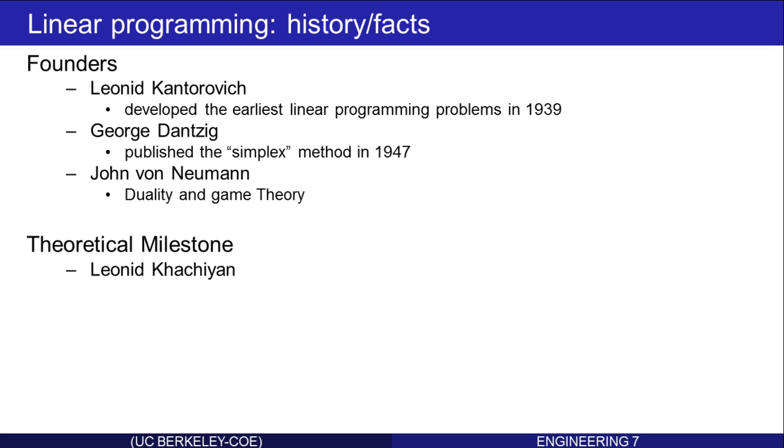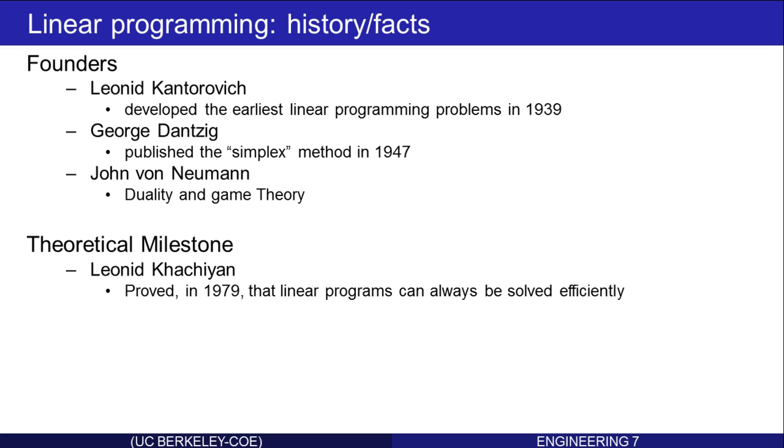The theoretical milestone came from Khachiyan, who I've also mentioned. He proved in 1979 that linear programs can always be solved efficiently. Remember, Dantzig's simplex method, developed 32 years before that, worked well in practice, but theoretically was known to have bad complexity properties. It's known to behave very inefficiently on certain problems. Khachiyan, on the other hand, proved that linear programs can always be solved efficiently.